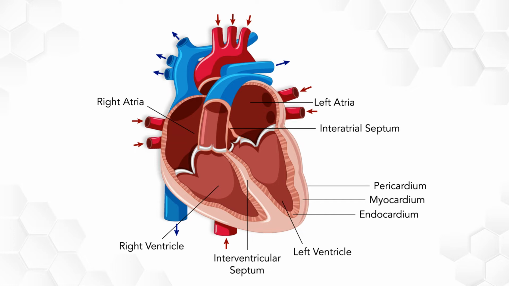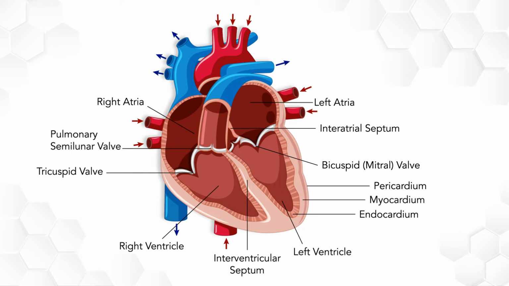The flow of blood through the heart is controlled by structures called the heart valves. There are atrioventricular and semilunar valves. The atrioventricular valves prevent the backflow of blood from the ventricles to the atria. On the right side of the heart, there is the tricuspid valve, and on the left side, there is the bicuspid, or mitral valve. Semilunar valves prevent backflow from the great vessels to the ventricles. The pulmonary semilunar valve is located between the right ventricle and the opening of the pulmonary artery, while the aortic semilunar valve is between the left ventricle and the opening of the aorta.